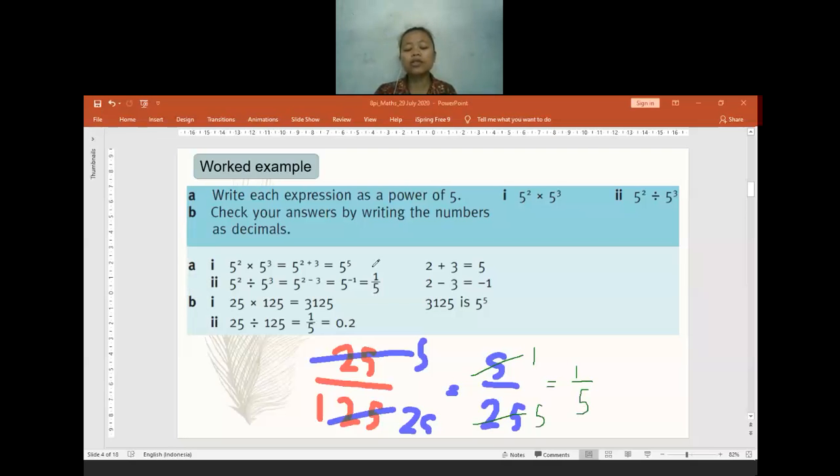So that's why when we have 5 to the power of negative 1, the answer will be 1 over 5, because it is the same thing as 1 over 5 to the power of 1. 5 to the power of 1 means 5. So the final answer will be 1 over 5.